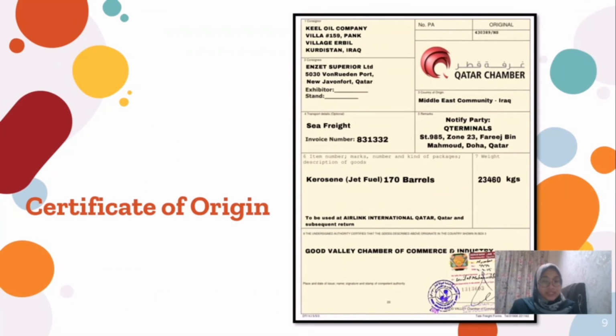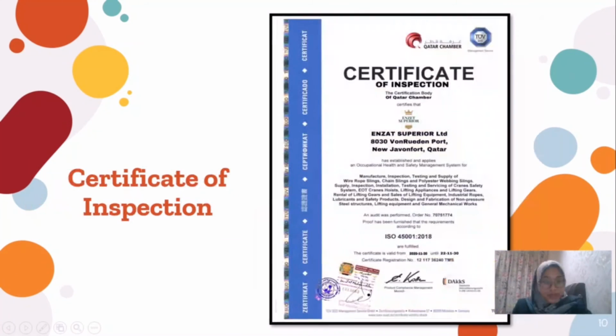Certificate of origin is a document which declares within which region a product or good has been produced. The certificate of origin is a vital part required by many cross-border treaty agreements because it can help identify whether such goods are qualified for importation or whether goods are subject to duties. So as you can see in the certificate of origin, we are going to import kerosene or jet fuel, over 170 barrels.